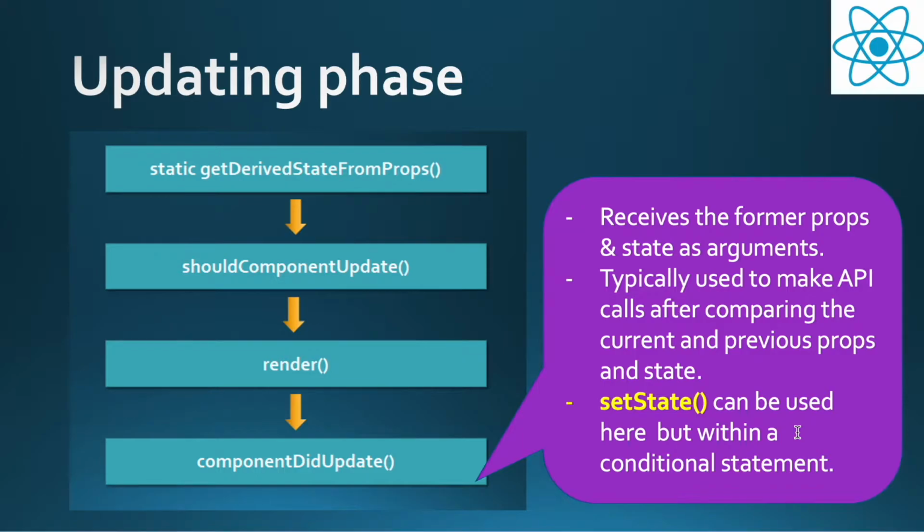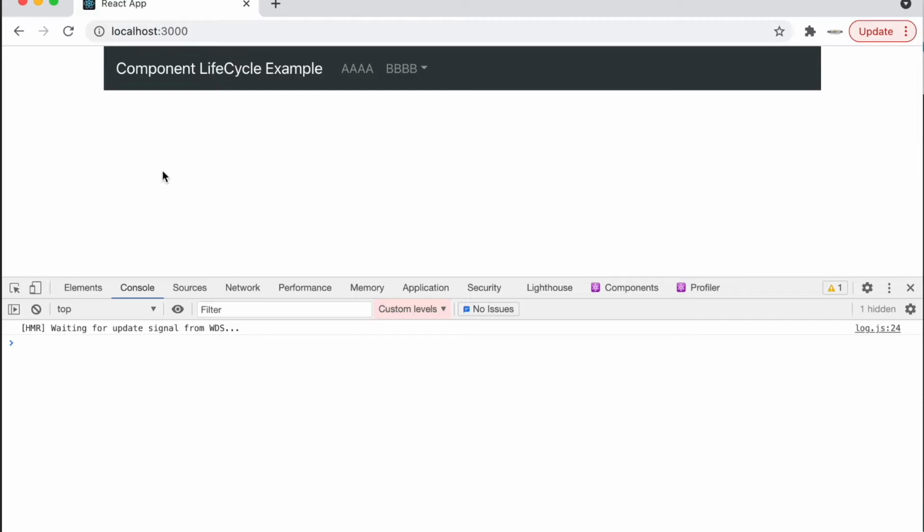If we just use set state without testing for our conditions, it will just keep on getting called again and again. So within a conditional where we are testing between the props and the state, and depending upon that, we implement our logic. What we will do is create a sample app, a very simple app, to demonstrate how we use the component lifecycle. So this is the app that we will implement. There is a component, say A, and there is a component B, which is getting called.